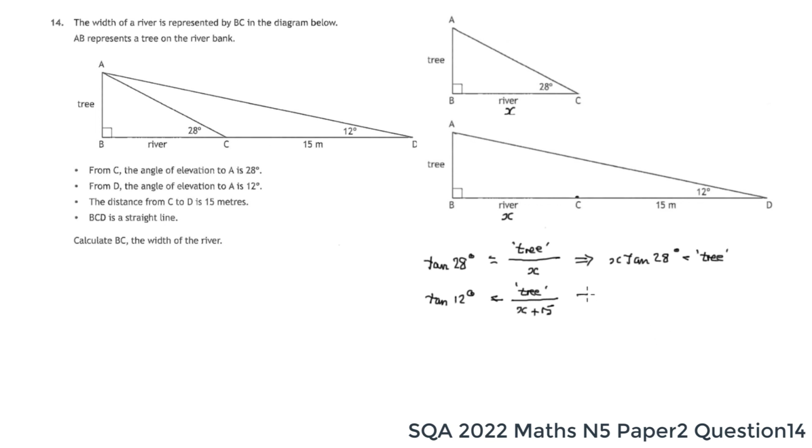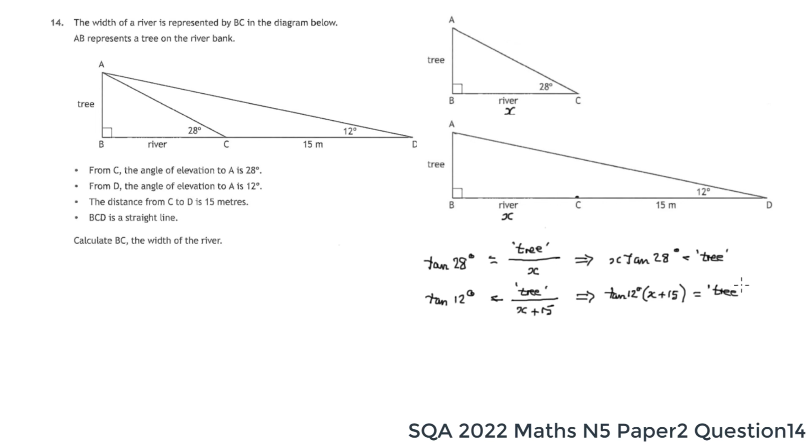And let's do the same down in this equation, where we want to get the height of the tree on its own. We'd multiply both sides by x plus 15. So we'll get the number tan 12, whatever that is, times x plus 15, and then on the right hand side, that x plus 15 would just vanish and we would be left with the height of the tree.